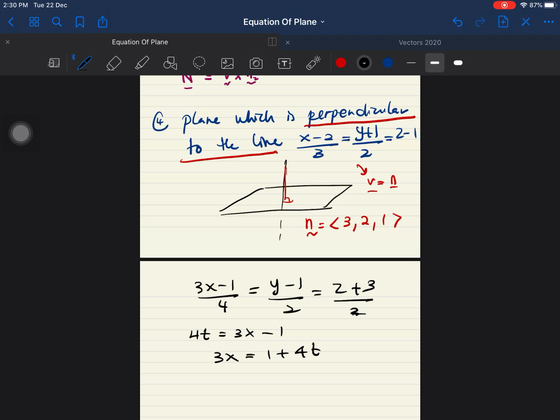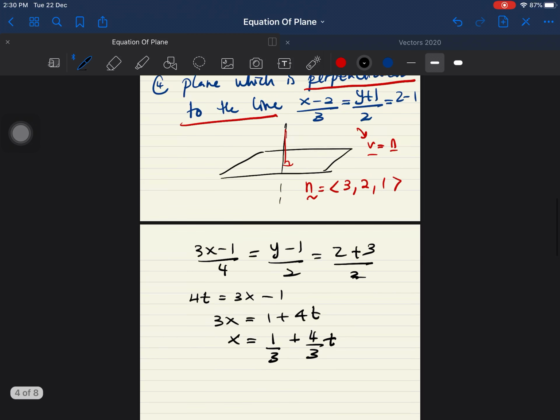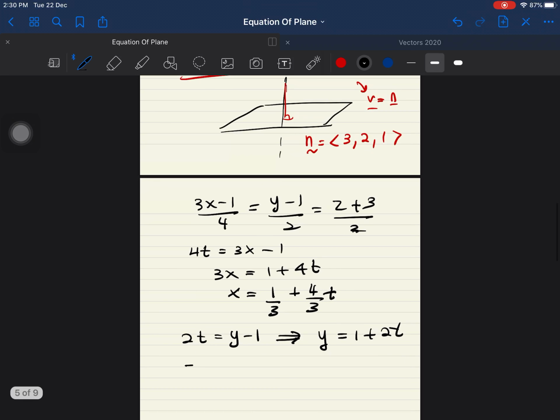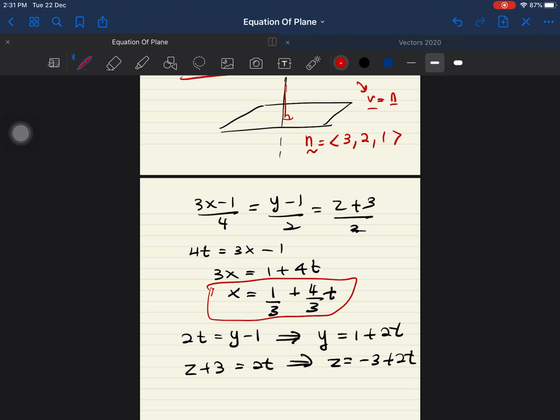So your 3x is equals to 1 plus 4t, and your x is equals to 1/3 plus 4/3t. Okay, for equation for y, so you have 2t is equals to y minus 1, implies that your y is equals to 1 plus 2t, and the last one, z plus 3 is equals to 2t, so your z is equals to -3 plus 2t. So therefore, this is your parametric equation.